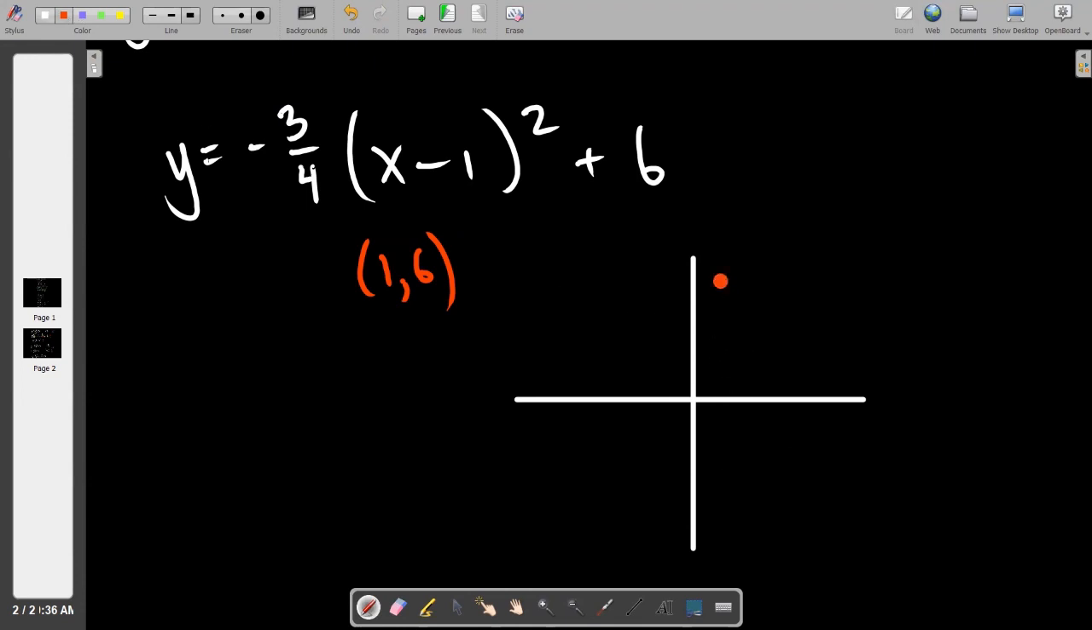Deal? So that would be the vertex, and then the parabola would open and go downwards, and I'm not going to worry about the math on it, but it would look something probably like this, right? It would look a lot nicer than that, but that's the idea.